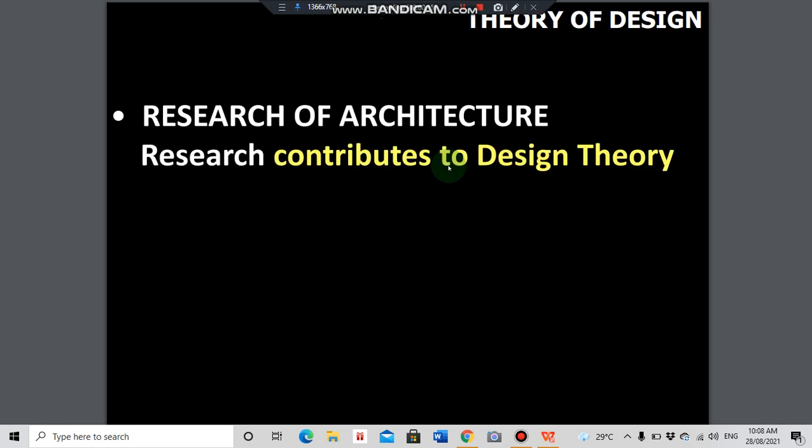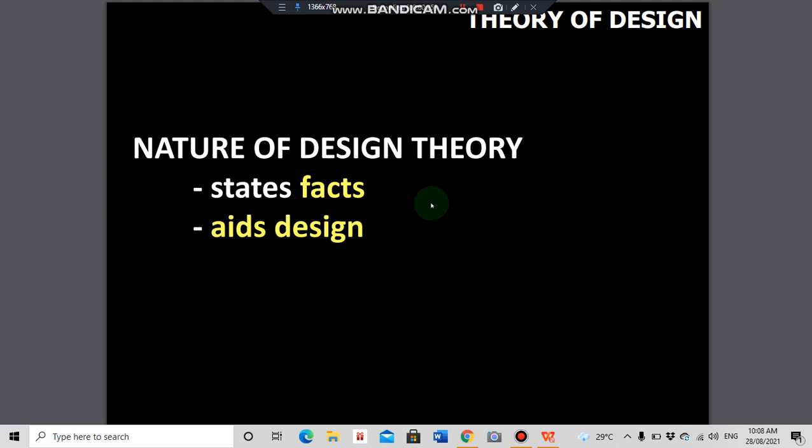Research of architecture contributes to design theory. Okay? It helps or aids the research or the design theory. Nature of design theory, it states facts. So when you say facts, it proves to be true or a thing that is known. So that is facts. It also aids design. It helps or supports in the achievement of architectural design.